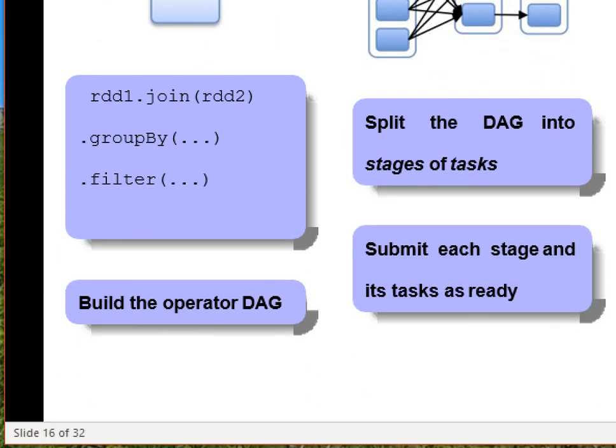Well, the first thing it does is build a graph. A DAG is a directed acyclic graph, which is a collection of nodes which goes from start to finish without loops. That's why it's acyclic. And it's against this graph that optimizations happen.